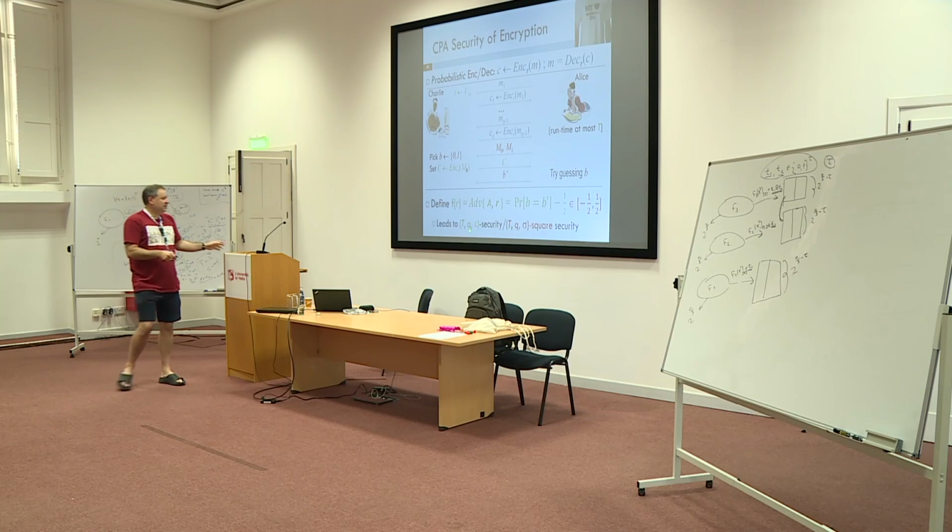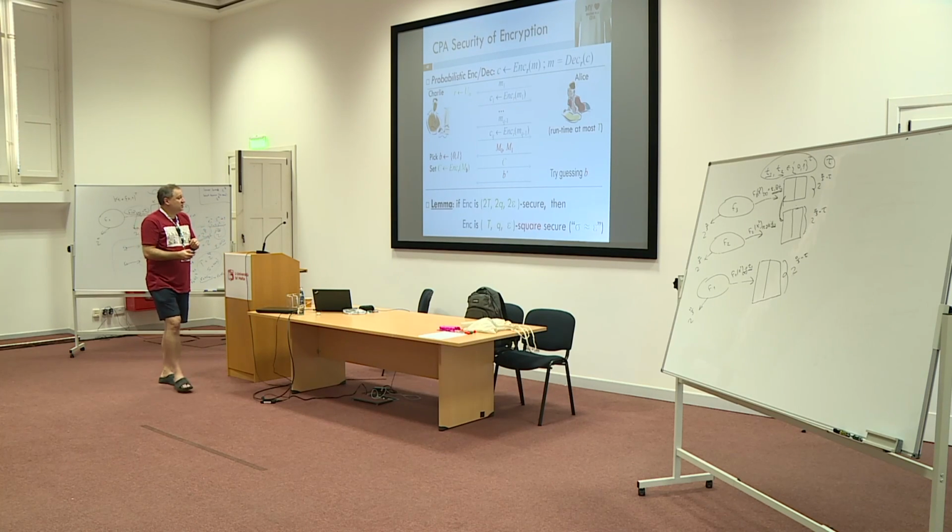In particular, we can define (t, q, epsilon) security. Q is the number of encryption queries. I want to be quantitative, and you will see why I want to be precise about the number Q. And just because I defined this function f, you can also define square security. Okay? So this is a key lemma.